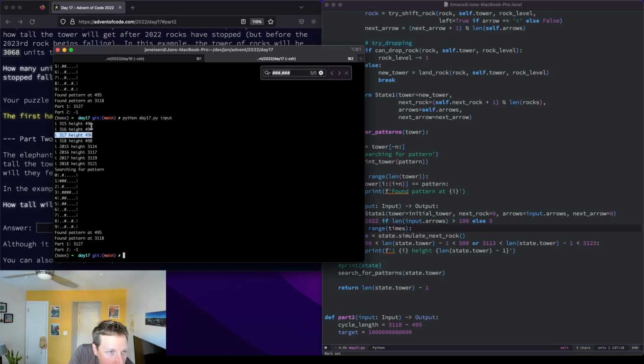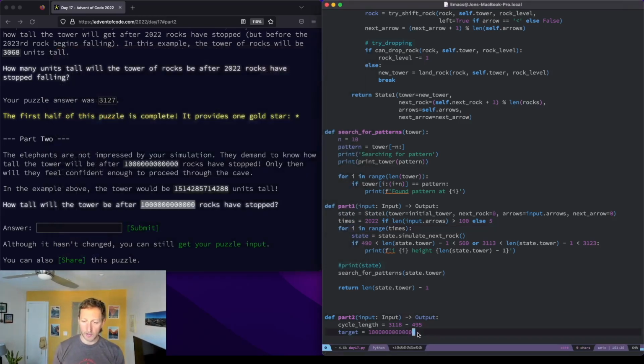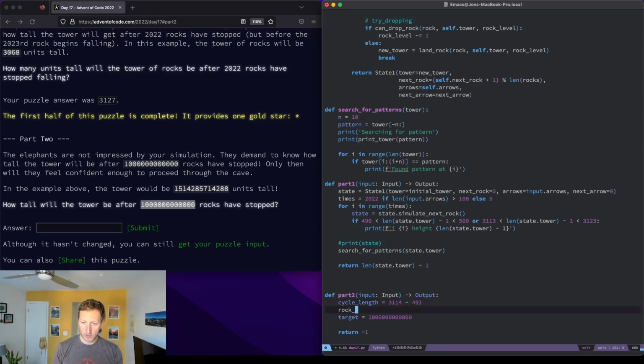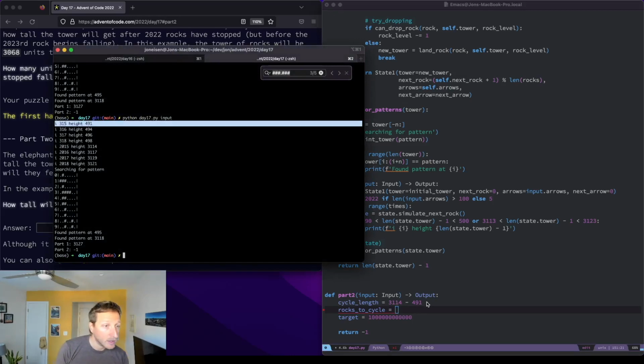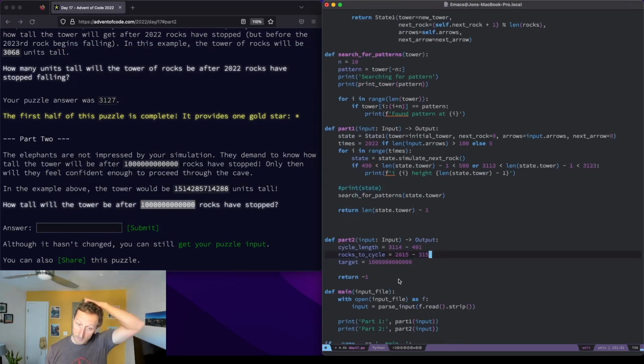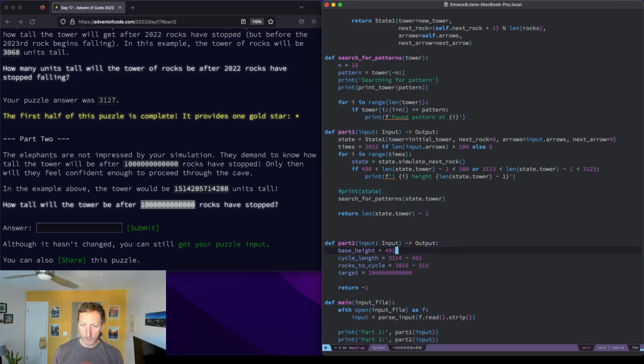Height 496. So it increments by 3 and then by 2 and then by 2. 3 2 2 2, with each rock. So we can just consider 315. So we'll do this 491 to 3114, 491 to 3114. Rocks to cycle is 2015 minus 315, 2015 minus 315. And then the base height equals 491. So our target is after that many rocks.